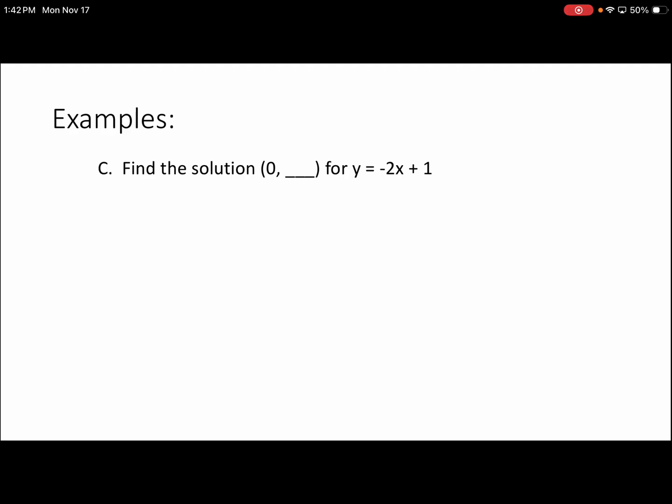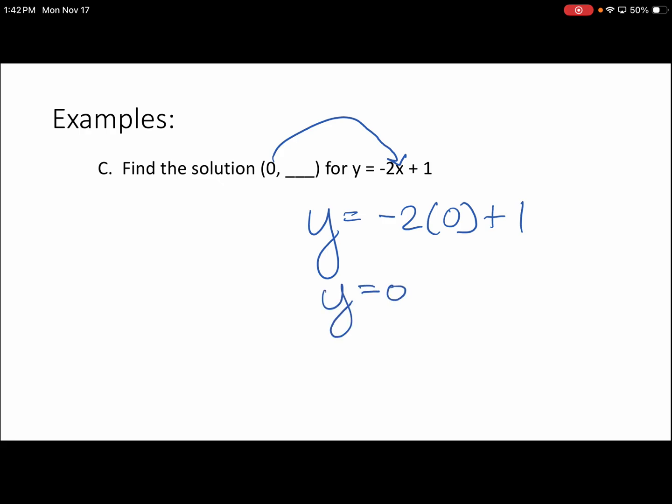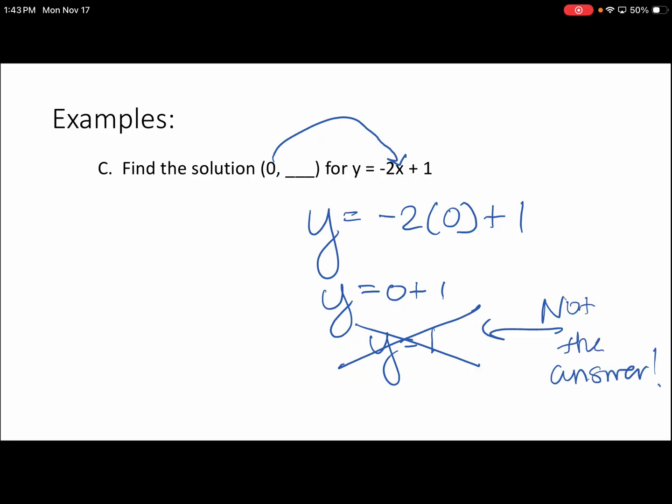If you want to know what's happening at 0 without the picture, you got to take 0 and plug it in. You're going to get y equals negative 2 times 0 plus 1. Y equals 0 plus 1. Y equals 1, but that is not your answer. So write it on your paper like that, and let's talk about why this is not the answer. And if you put that on the answer blank, I got to count it totally wrong.